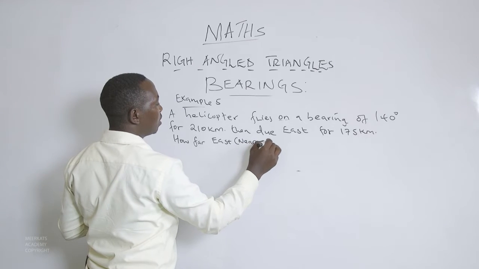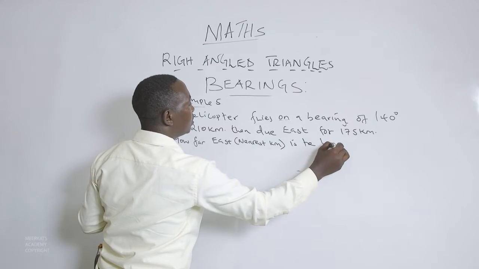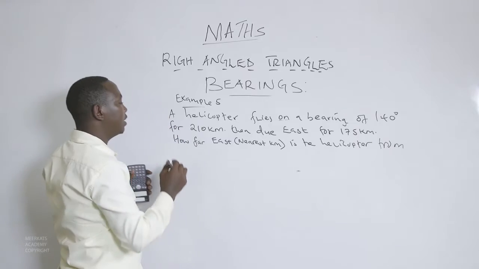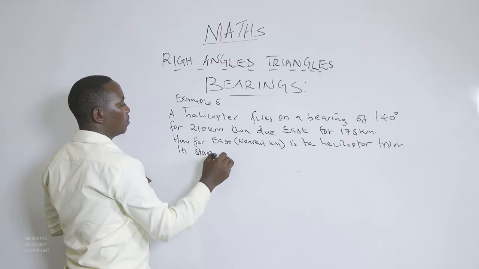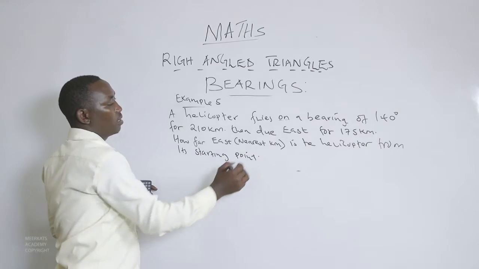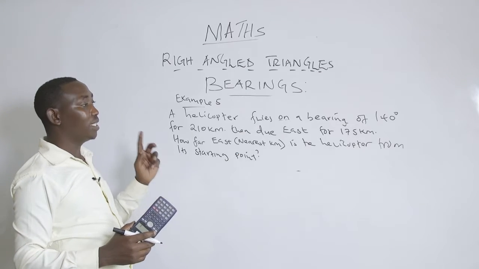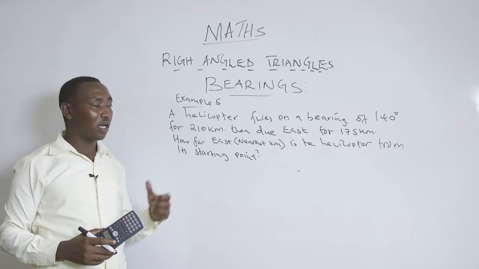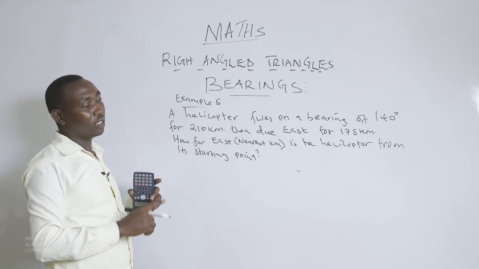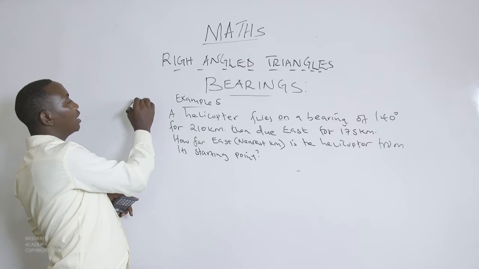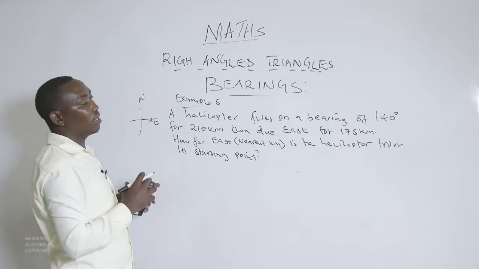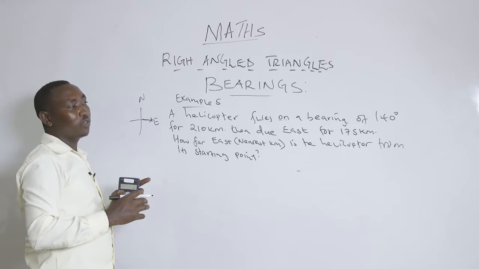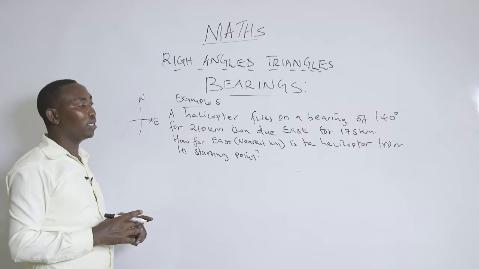is the helicopter from its starting point? Here the helicopter has taken two directions. One direction, it was flying on a bearing of 140 degrees and it went for 210 kilometers before flying due east, that is towards the eastern direction. We had said that if that is our compass, that is the north, this is the eastern direction. So it went following the eastern side for another 175 kilometers. We are now supposed to find in total how far east from the starting point our helicopter has traveled.